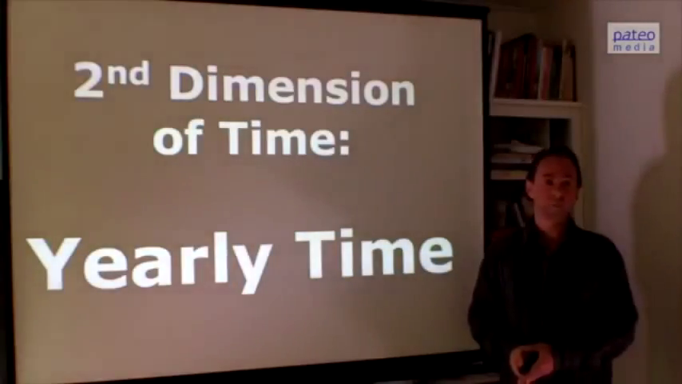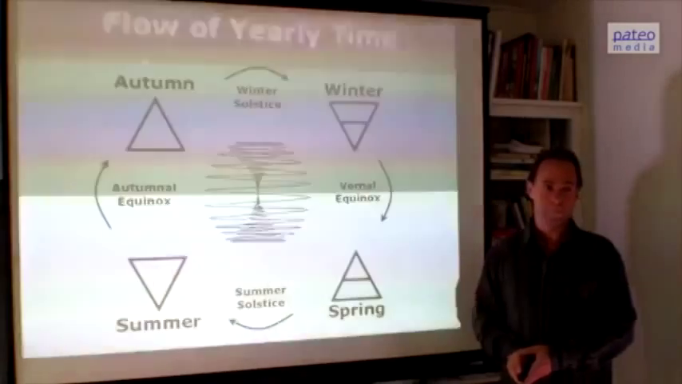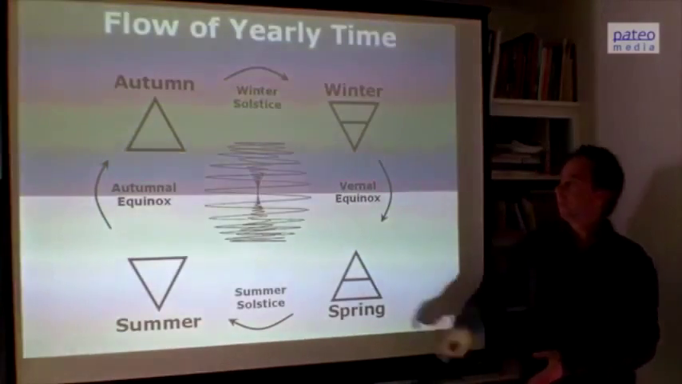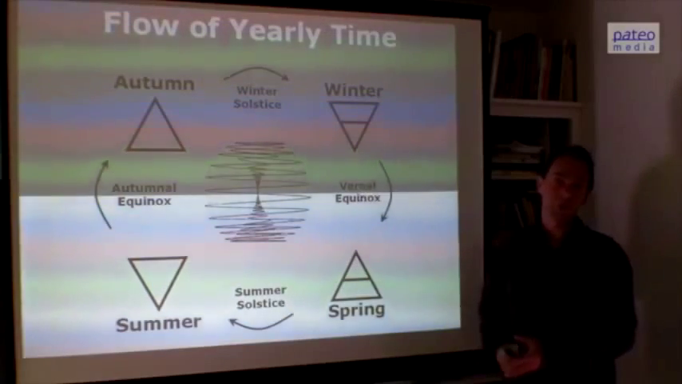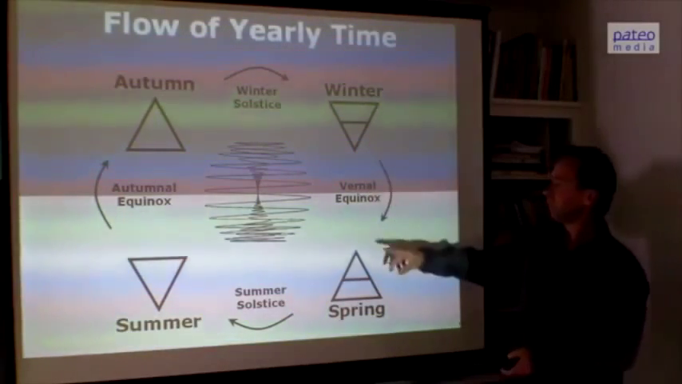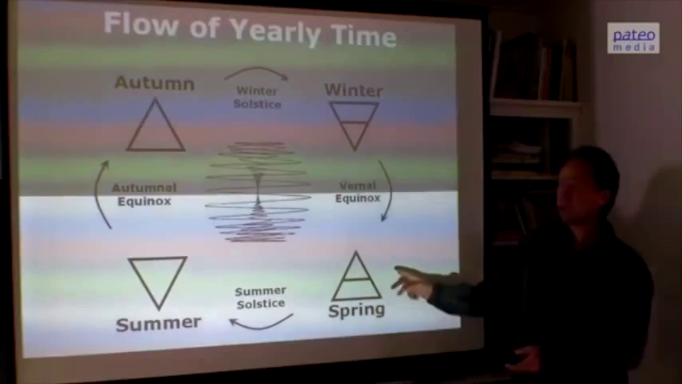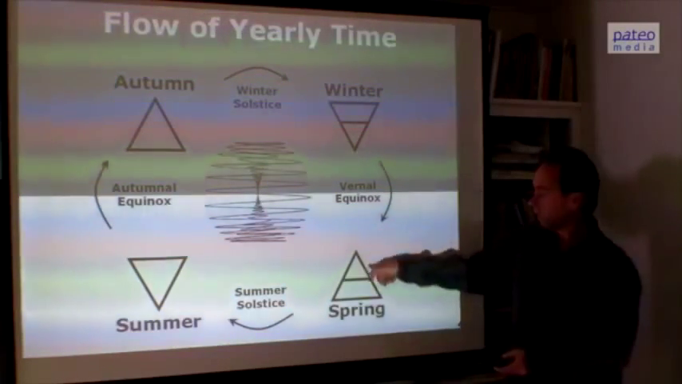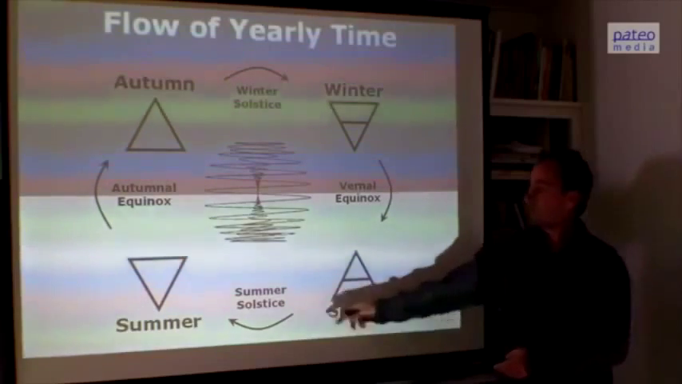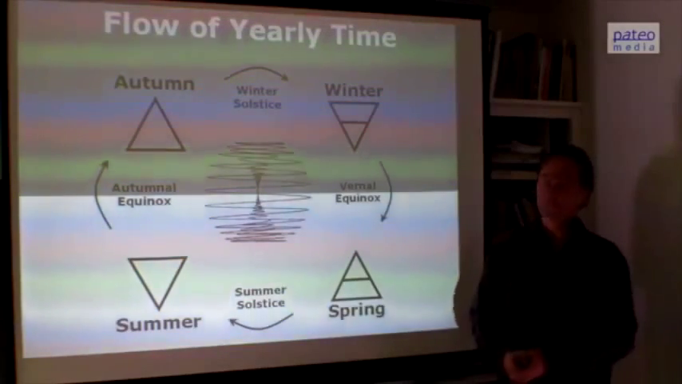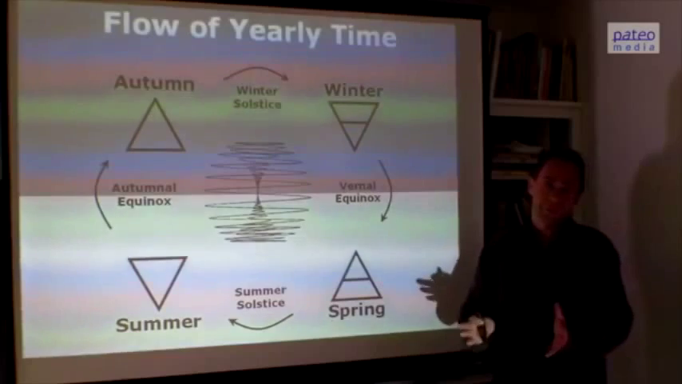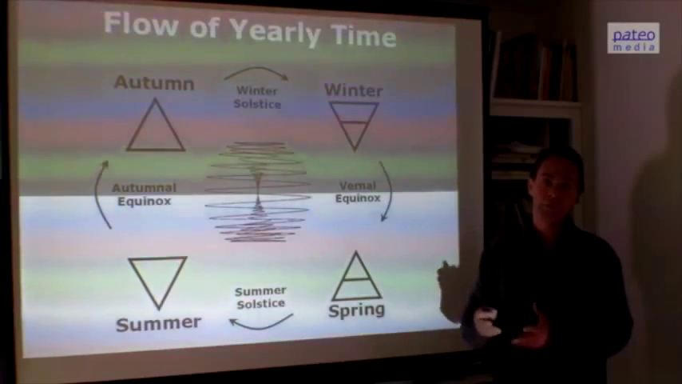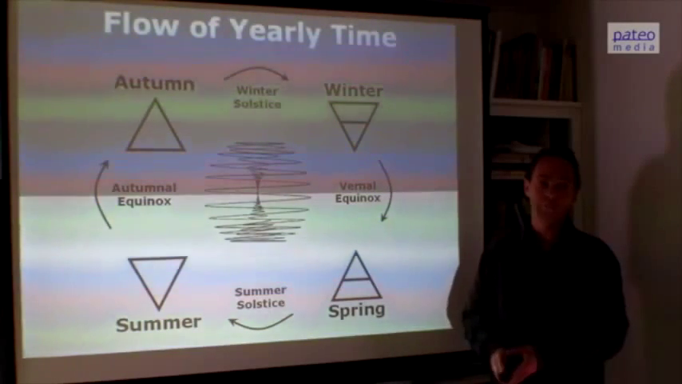Now let us look at the second dimension of time, yearly time. Also in yearly time we find the same 4 divisions. We have winter, then the moment of the vernal equinox, the start of that, we go through the 0 point in the middle of the apple, and then we're in the spring. Then we go to the summer, and then we go to autumn. It's the same as in the daily time, but now it takes more than 365 times longer.